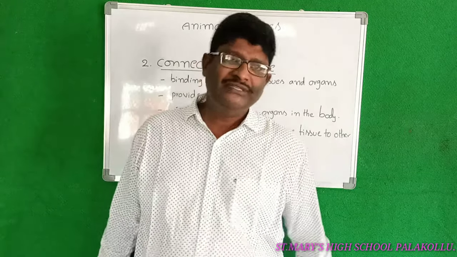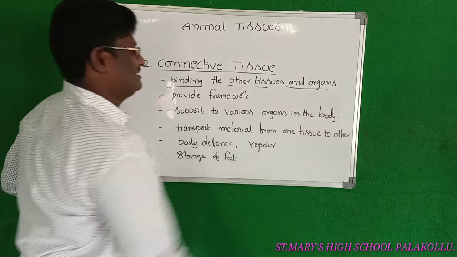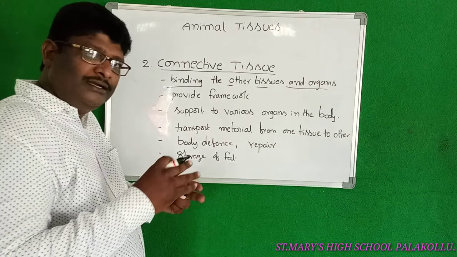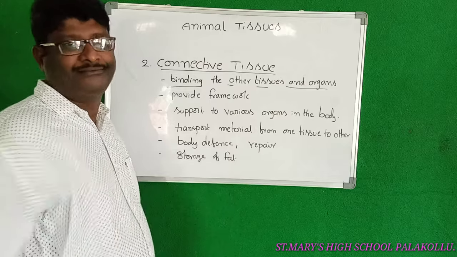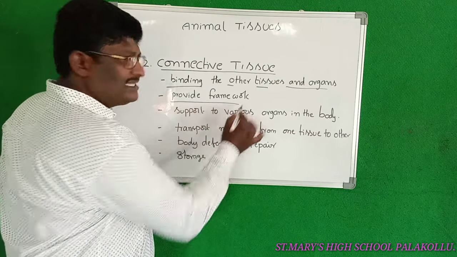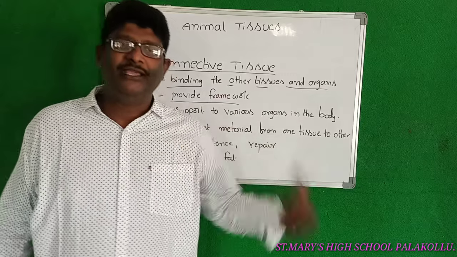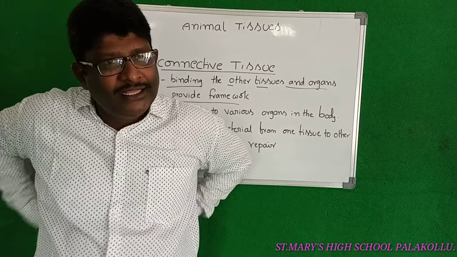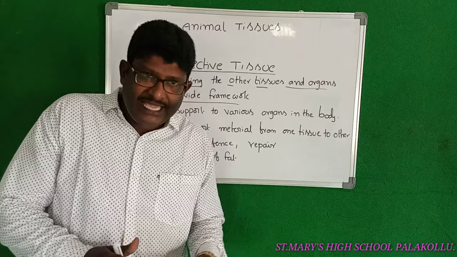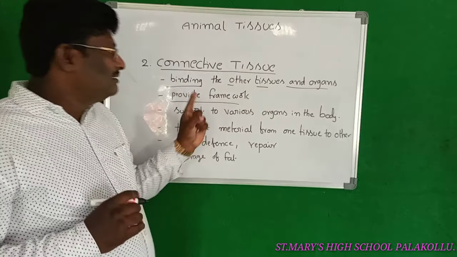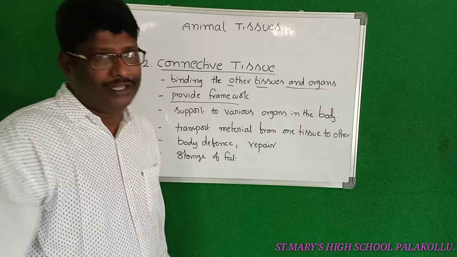Connective tissue, what are the functions of this connective tissue? Look at the bone. It binds the other tissues and organs. It's binding. Next, it provides a framework. The eye is located here only, the nose is located here only, the heart is located here only, the lungs are located here only, the kidneys are located here only. Then automatically a framework is formed in our body. The framework is created by this connective tissue. The connective tissue is helpful to form a framework of our body.